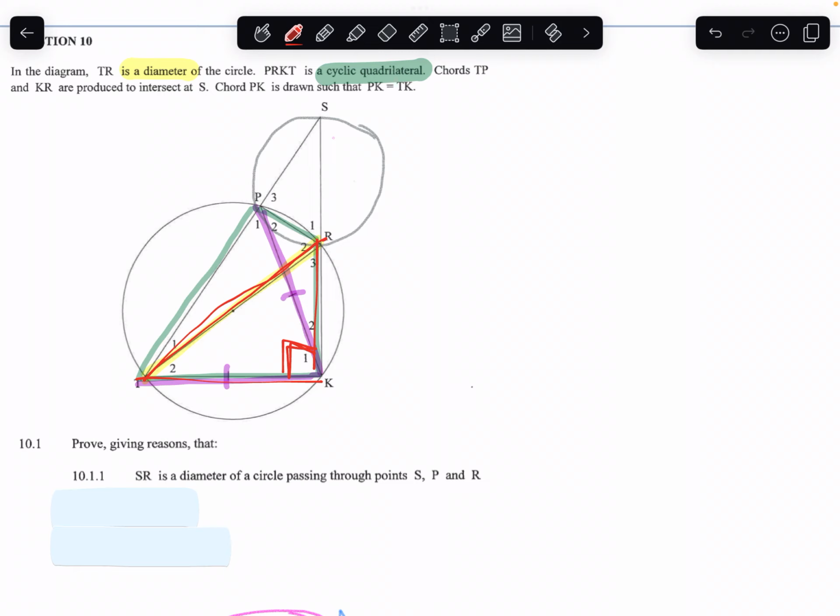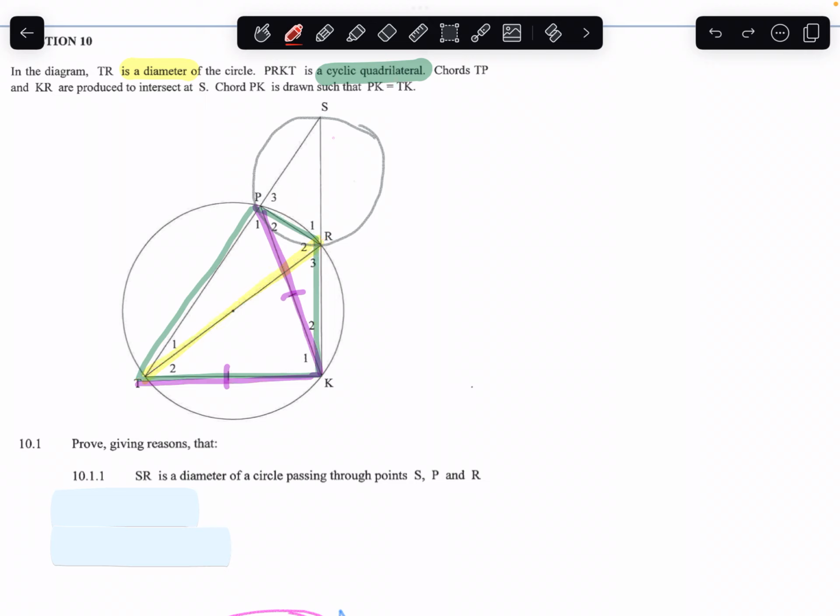Okay, then we can use the fact that this angle P3 is the opposite exterior angle to this one, to angle K, and so it will be equal to 90 degrees, and therefore SR is a diameter. So let's write all of that out.